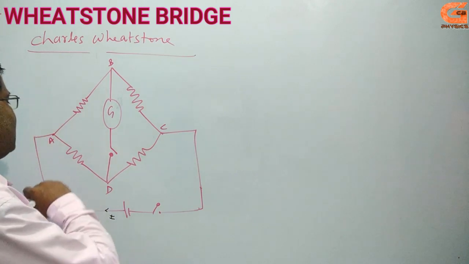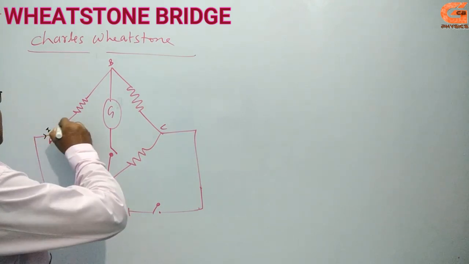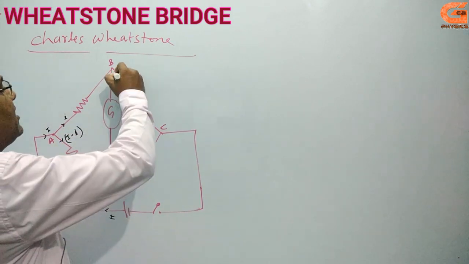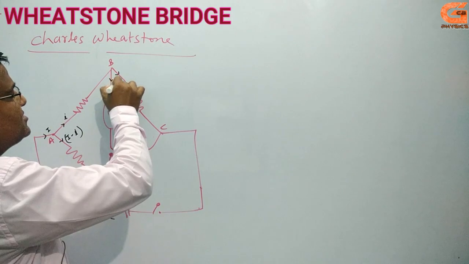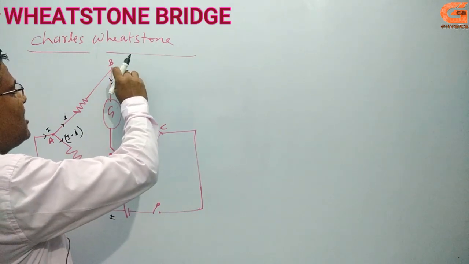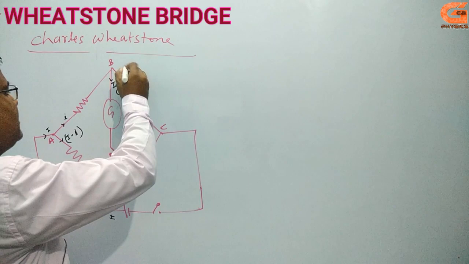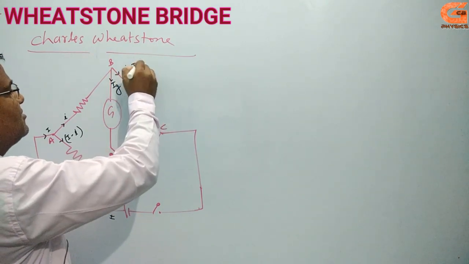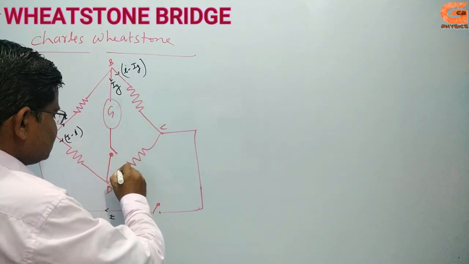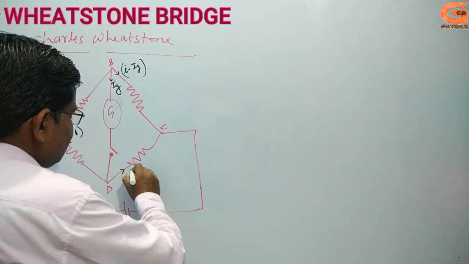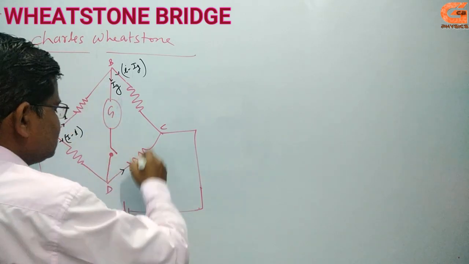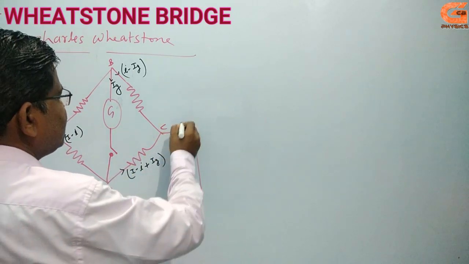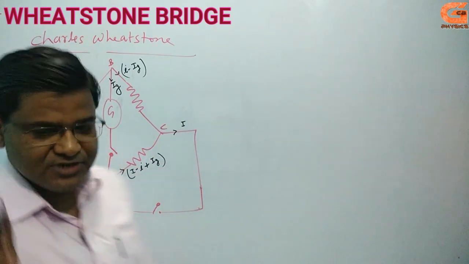This one is the capital I, and this is also I. In this circuit, this is the Ig, and from the KCL this becomes I minus Ig, and this one becomes I minus I, or I plus Ig when the switch is on, and this becomes I. This is the current distribution.